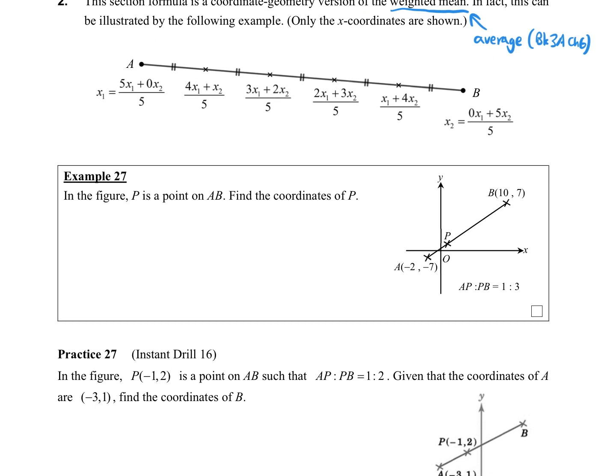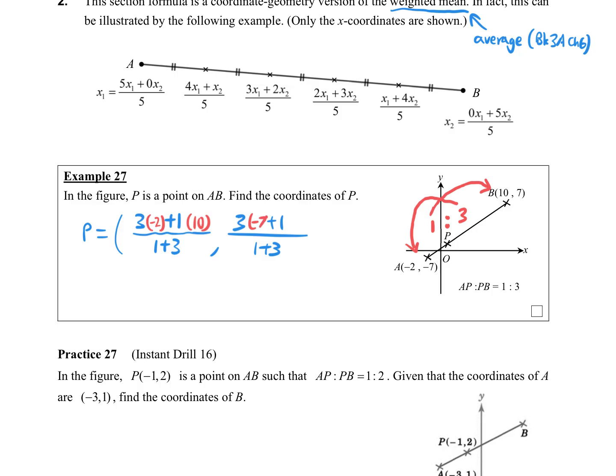Example 27 though, if we have AP to PB 1 to 3, and I want to find the coordinates of P, you just apply the formula. I would apply the formula carefully by writing the ratio here, and then drawing the arrows to help yourself remember which one is multiplied to which. Especially when you start working on this, you will be relatively unfamiliar, okay? The order of the denominator does not matter. You can say 1 plus 3 or 3 plus 1. But in the numerator, above the fraction bar, make sure you multiply 3 to the coordinates of A and 1 to the coordinates of B, because, again, A has a greater influence on the coordinates of P.